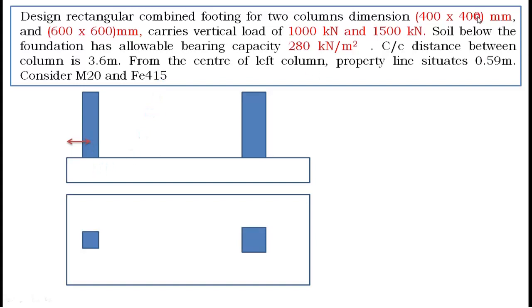See here we have two columns. One is this and the second one is here. This is 400 by 400. This is 600 by 600. In the plan you can see it this way. The center to center distance between the columns is given as 3.6 meter, and the last sentence is, from the center of the left column to the property line is 0.59 meter. This 0.59 meter is given, and this projection is not given. You are free to decide this projection.